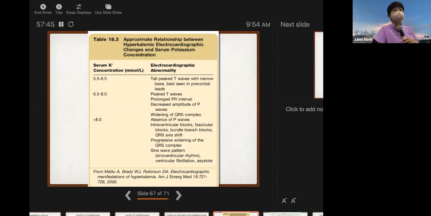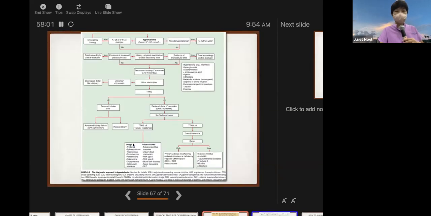When it is more than 8, you will have absence of P wave. You will already see the arrhythmias, the ventricular arrhythmias. It can cause asystole and the patient will go into arrest. So that's why emergency therapy is needed.